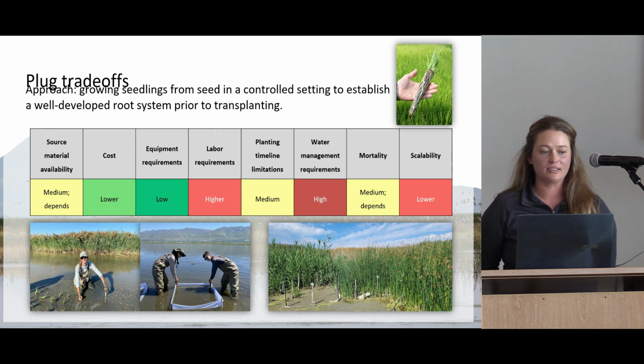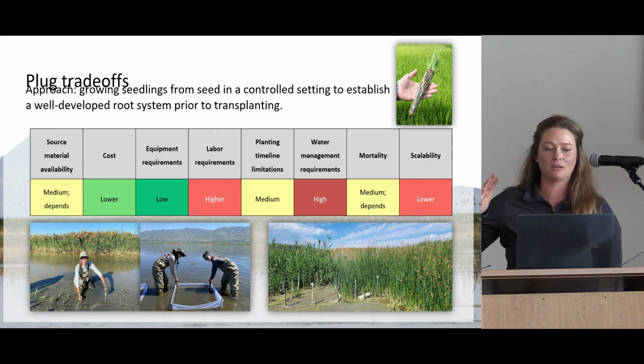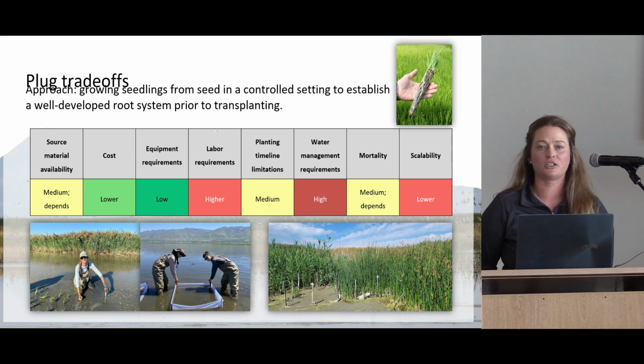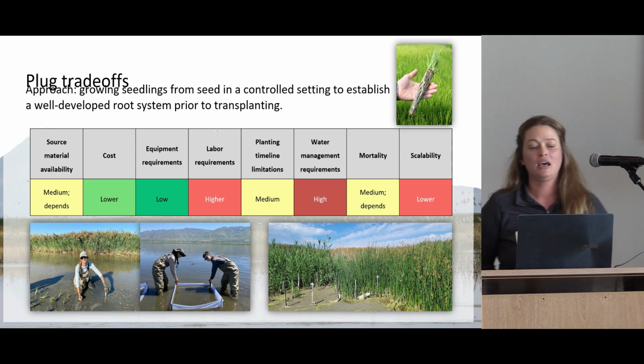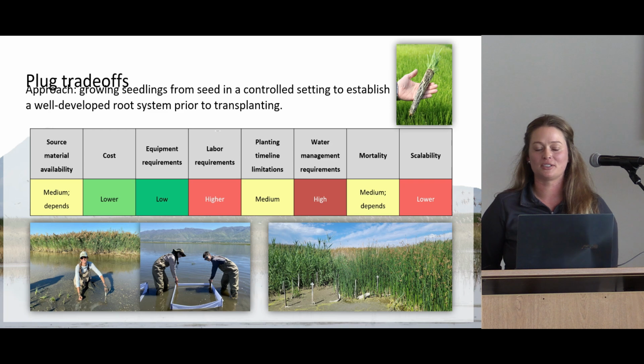With plugs, we have a medium range with source availability. There are still quite a few of those plant materials that you can find on the market, but again, that's species dependent. The cost for this, we categorized as lower. It's not quite as low as seed, but it is lower than what we're going to talk about next, which is sod mats. But again, that's largely dependent on the species you are selecting.